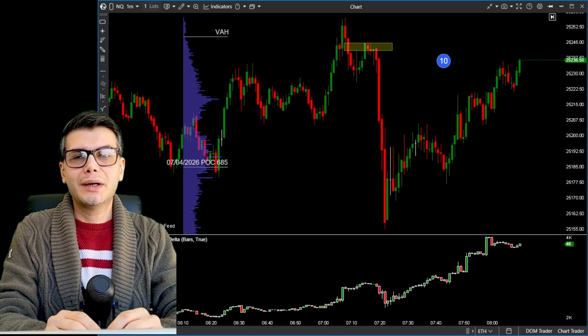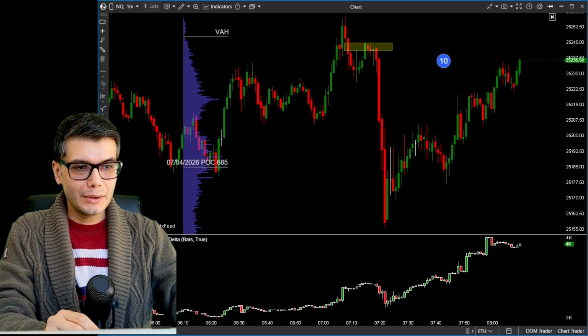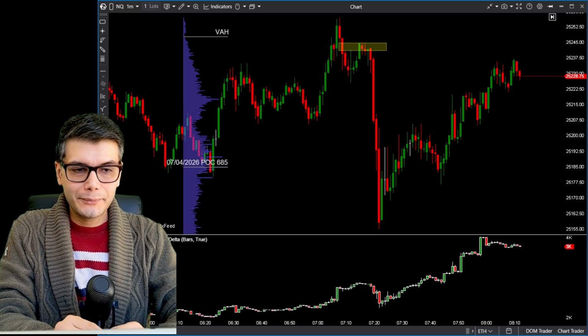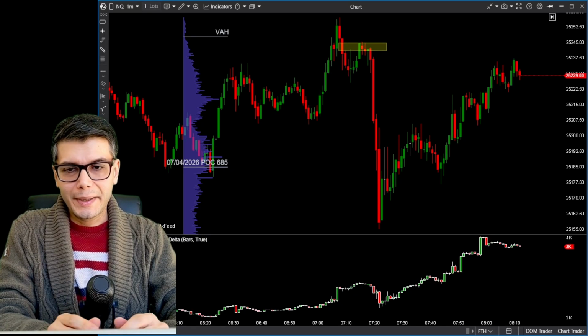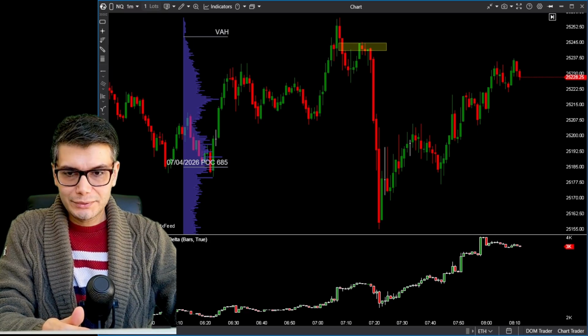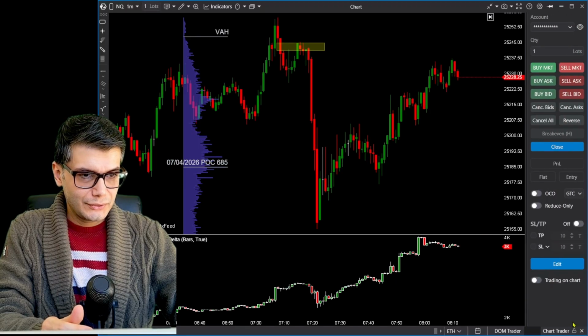I will be using ICT, order flow, and volume profile VWAP in my strategy, also patterns. I can see one opportunity on the chart. Just one moment.